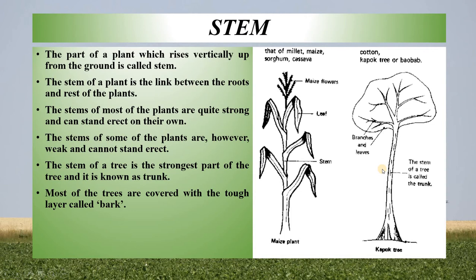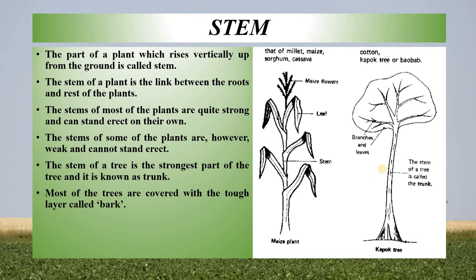The stem supports the branches and the leaves. The stem of a plant is actually the link between the root and the rest of the plant. It includes leaves, then flower, fruit, etc. Now, stems of most plants are quite strong and can stand erect on their own. So, in most cases, the stem holds the plant upright. But the stems of some plants, like climbers and creepers, are very weak and cannot stand erect. In that case, they need support for standing.